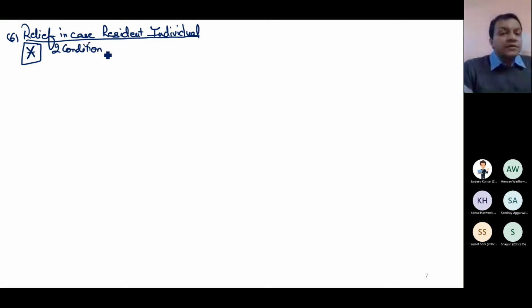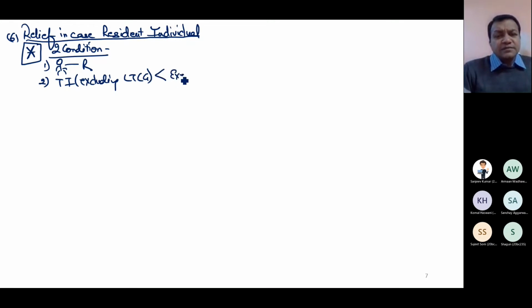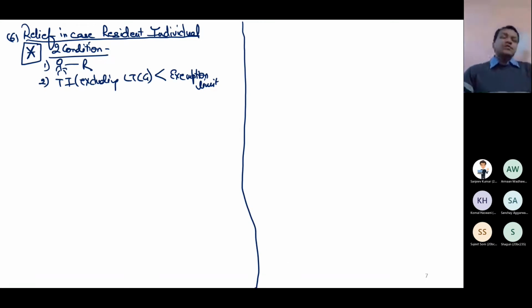First, he must be a resident. This individual must be resident. And second, his total income excluding LTCG is less than his exemption limit. The presentation I'm not showing here because in capital gain we have completely discussed this point in detail. For the presentation you can see from there.